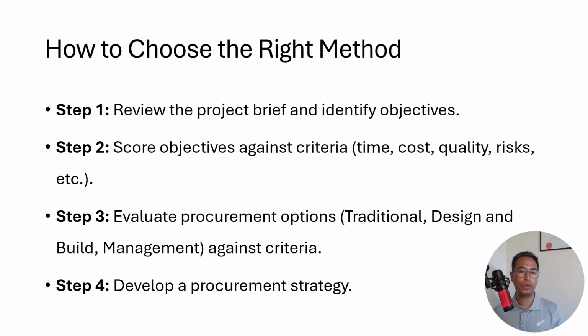So, how do you choose the right procurement method for your project? Here is a step-by-step approach. Review your project brief to identify the key objectives. Score these objectives against criteria like time, cost, quality, and risk. Evaluate the procurement options, traditional, design and build, and management, against these criteria. Develop a procurement strategy that aligns with your project goals. By following this structured approach, you can make an informed decision that sets your project up for success.